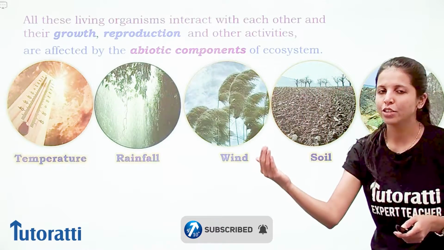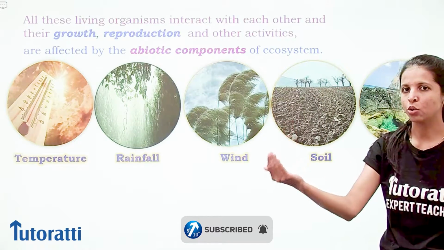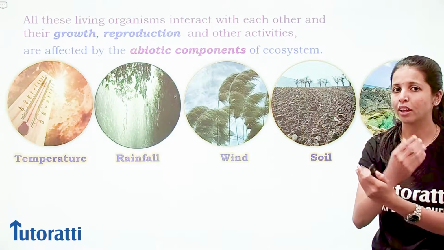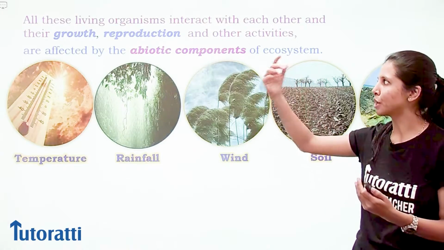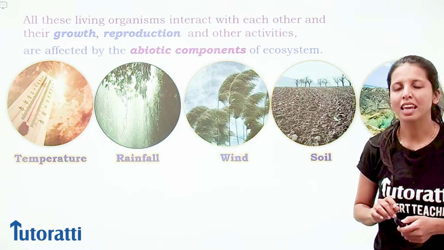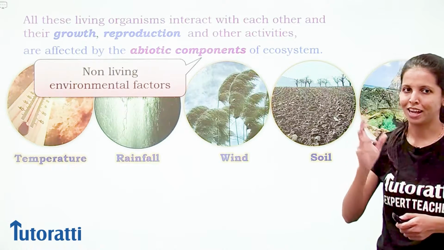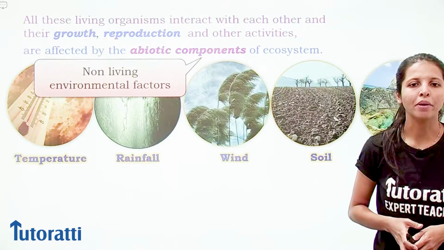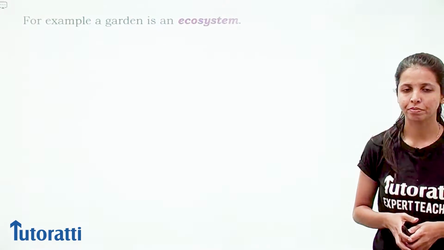So जो living things होते हैं और जो non-living things होते हैं, इनके interactions होते हैं, kids. And the growth and reproduction of living organisms are affected by abiotic components, that is, the non-living environmental factors.